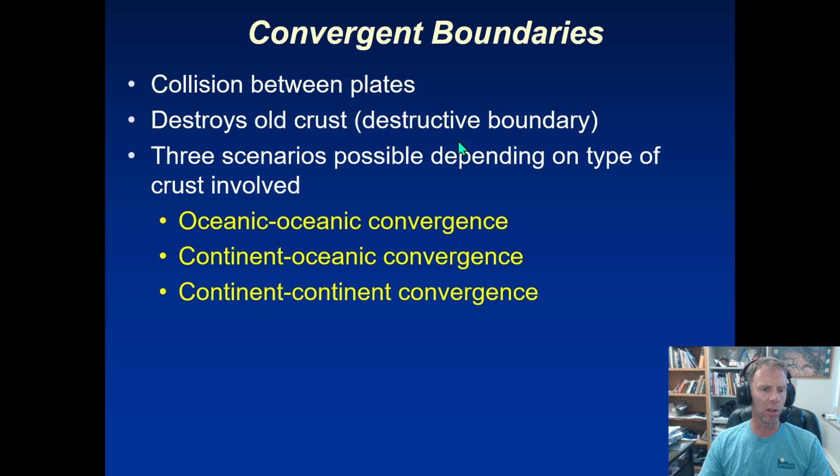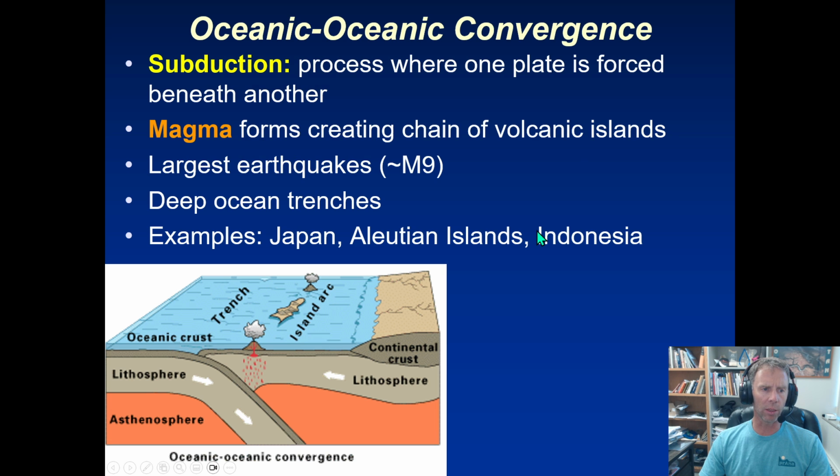And so depending on the types of plates involved, that's going to dictate to some degree what sort of scenario is set up. And so we'll look at each one of these. We'll look at the situation when two ocean plates collide, when a continent and an ocean plate collide, and then finally when two continental plates collide. So let's go ahead and start with our first situation where we have two oceanic plates colliding.